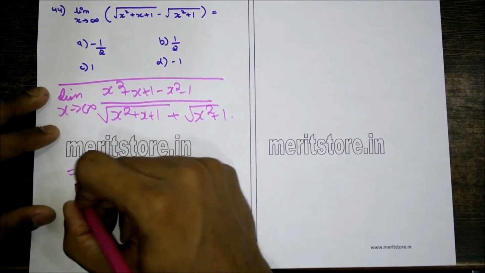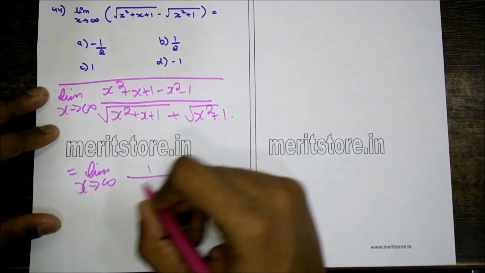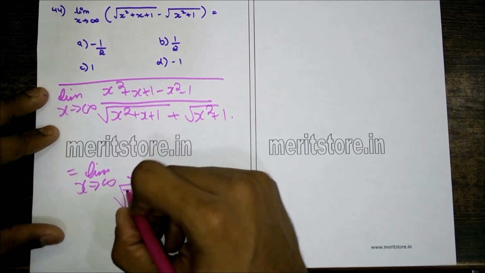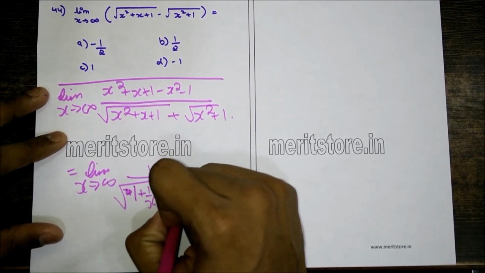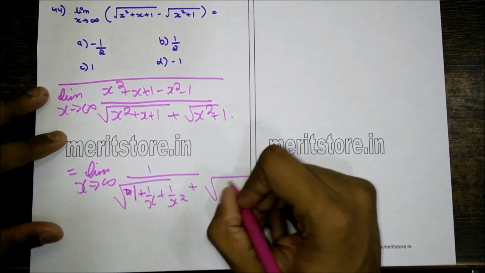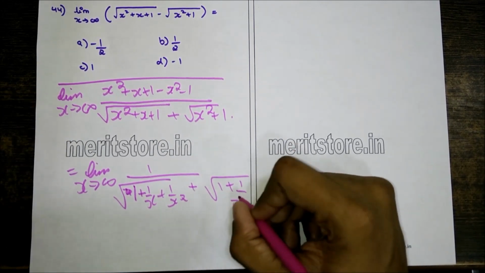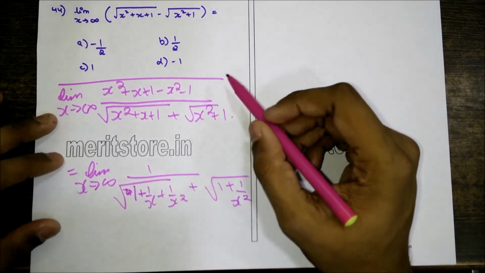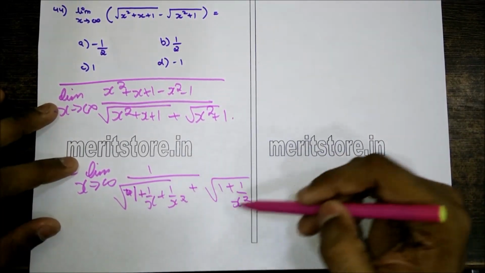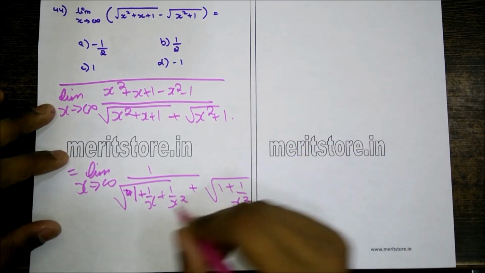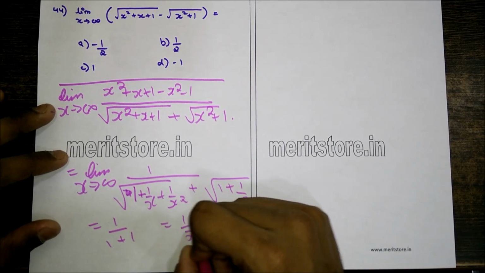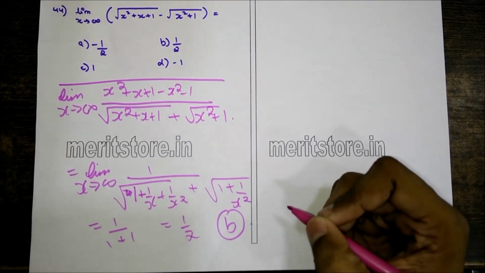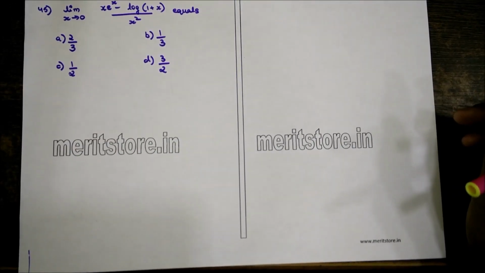Therefore we get limit of x tends to infinity 1 upon (root of 1 plus 1 by x plus 1 by x square, plus root of 1 plus 1 by x square). Now we can apply the limit of x tends to infinity, and all the 1 by x terms get cancelled out, and we are left with 1 by 1 plus 1, which is equal to 1 by 2. That is option B.